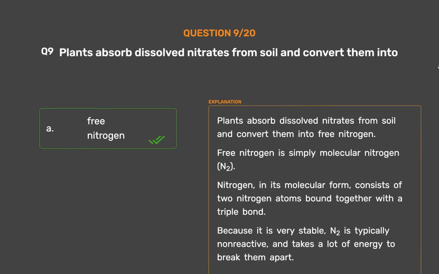Free nitrogen. Plants absorb dissolved nitrates from soil and convert them into free nitrogen. Free nitrogen is simply molecular nitrogen, N2. Nitrogen, in its molecular form, consists of two nitrogen atoms bound together with a triple bond. Because it is very stable, N2 is typically non-reactive, and takes a lot of energy to break apart.